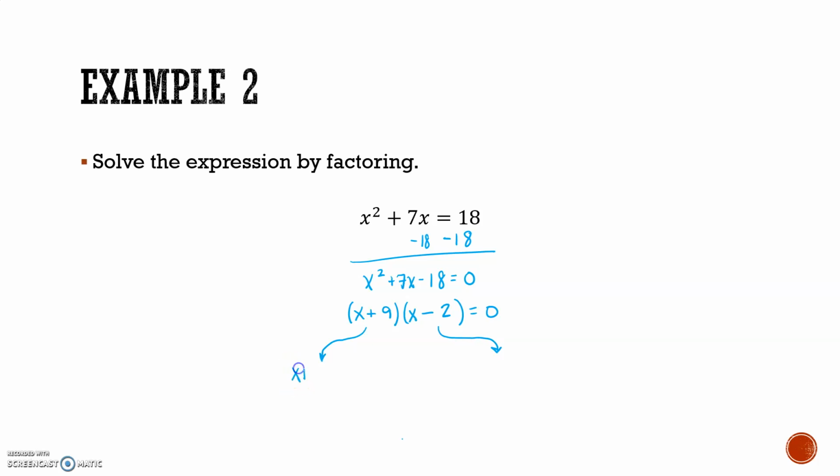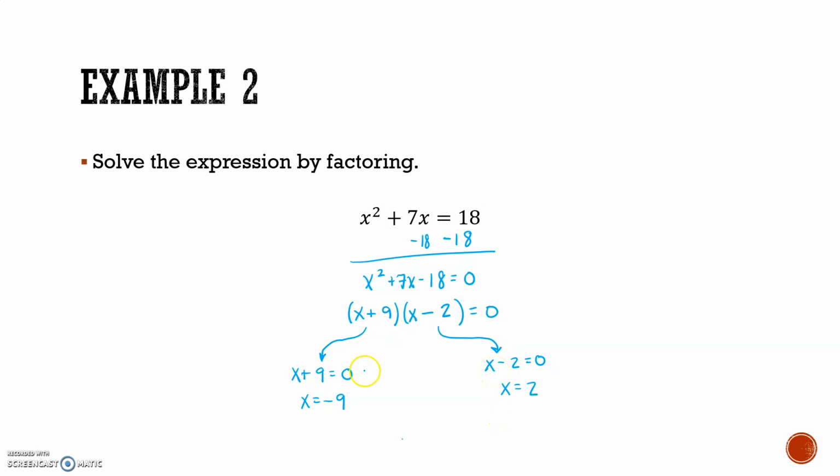I'm going to get x plus 9 equals 0 and x minus 2 equals 0. This gives me x equals negative 9, x equals 2. And so this tells me that if I plug in negative 9 to this equation right here, I will get 0. If I plug in 2, I will get 0.